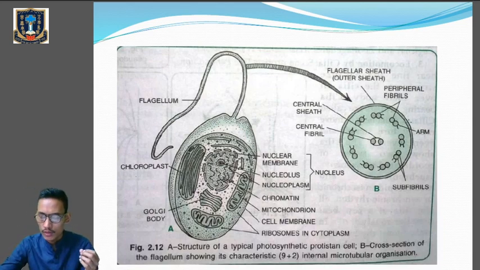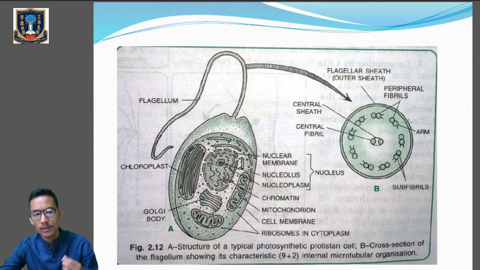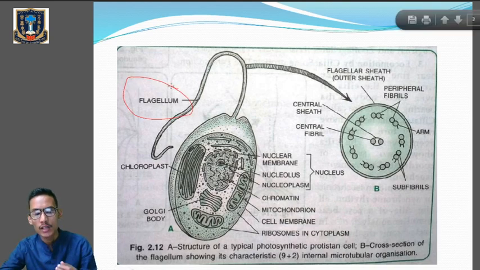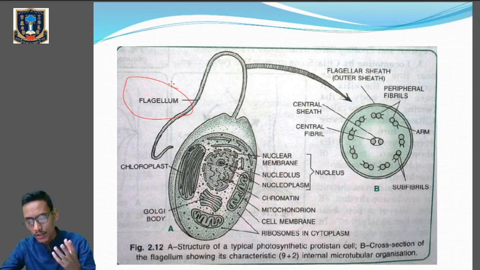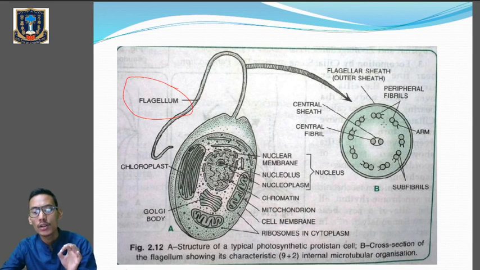So before going into the general characteristics, we'll go to figure number 2.12, the structure of a typical Protistan cell. Clear? In B you can see the cross section of the flagellum. This one is the flagellum, which will mainly help in locomotion. Either the protozoans will consist of flagella, or there will be cilia for their movement. And this is the cross-sectional view of the flagellum, showing 9 plus 2 internal microtubular organization.